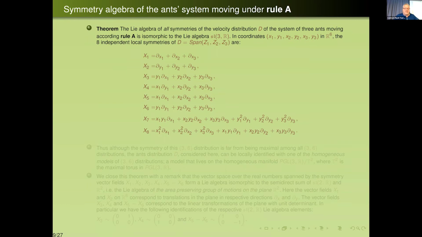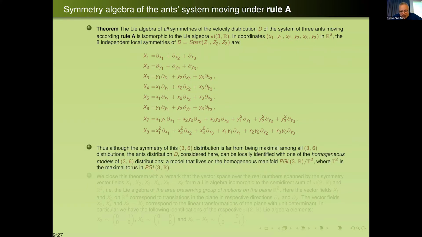But it's homogeneous, and actually, you can see that it is the homogeneous space PGL3 divided by the maximal torus. So it is a 6-manifold. So you can think about these ants moving on this homogeneous space. So that's the global picture of what I have here.